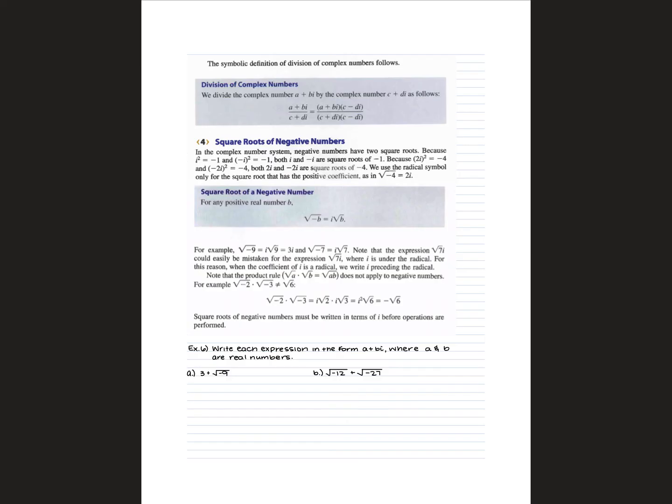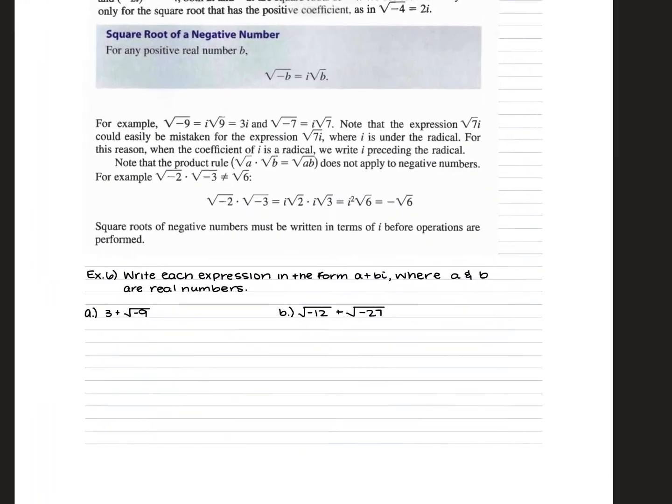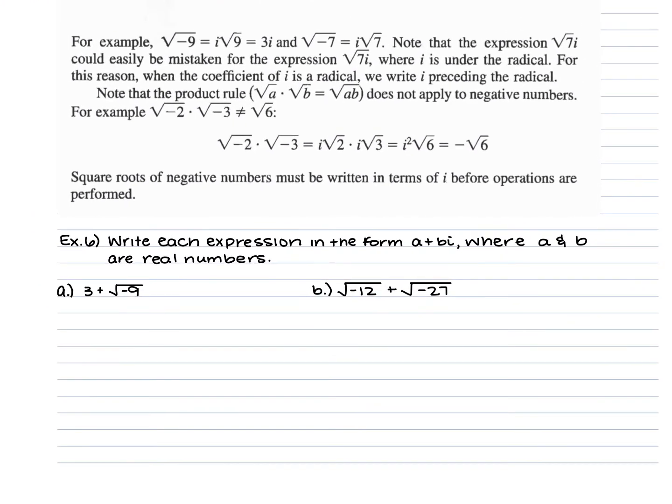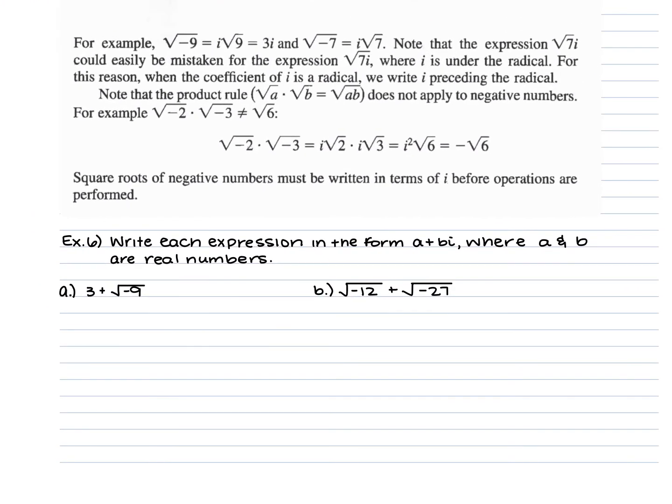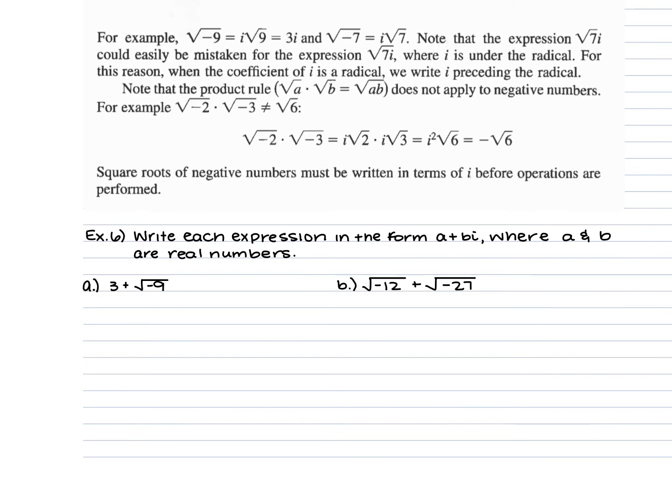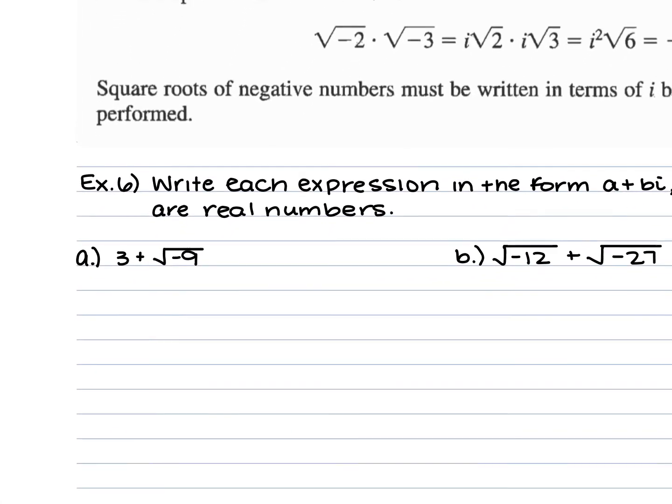If we look at the next part of our lesson, we're just simplifying these expressions and writing them in the form of a plus bi, where a and b are real numbers. With these, you are going to have to simplify the radical before anything else. So when you simplify these radicals, you have to take into consideration the negative underneath. Remember, the square root of a negative, pull that i out. It's no longer no solution.